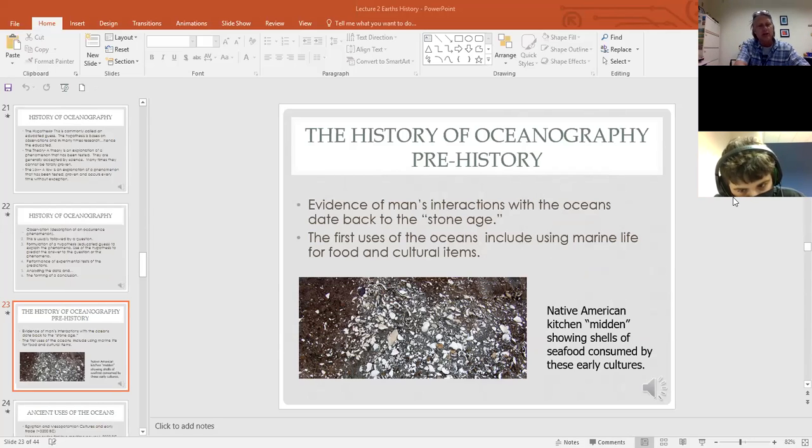Middens are very interesting. I did a study on the history of Florida. We have these middens. A midden is just a garbage heap, a kitchen midden. Ancient people would build mounds and then build their houses on them. Then you dig through the middens and you'll find fire pits, what they ate, pottery and art, and you can trace their history and interactions. So man's interactions with the oceans come from studying these middens.